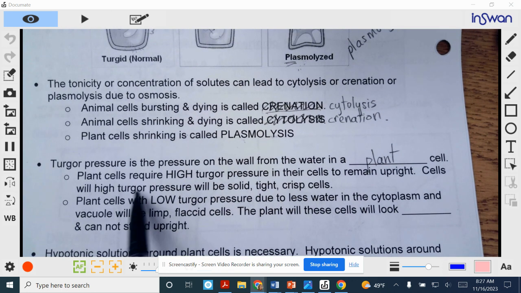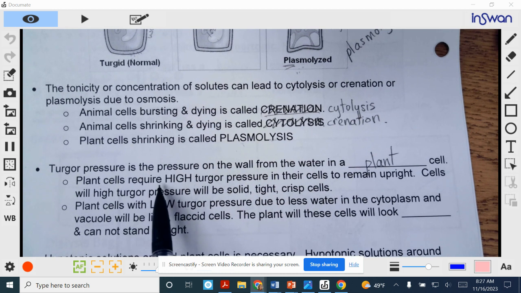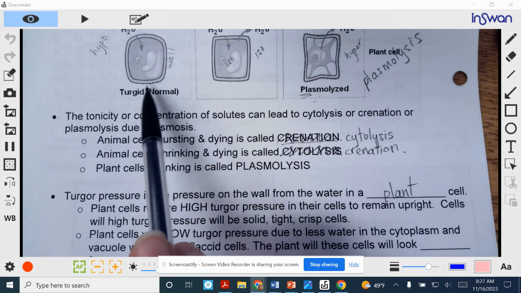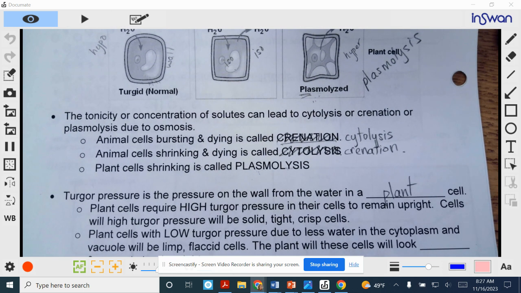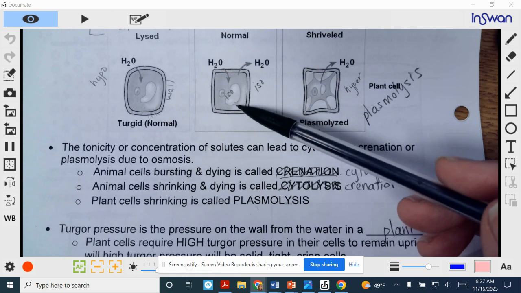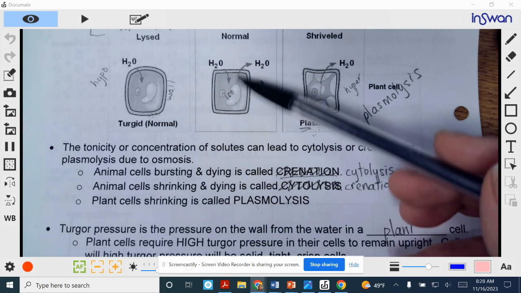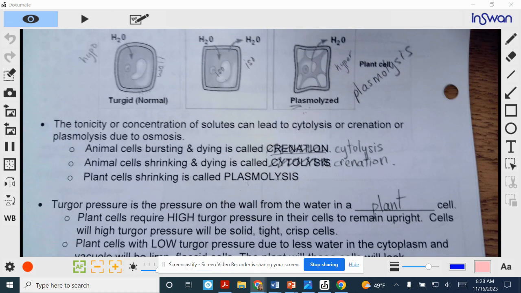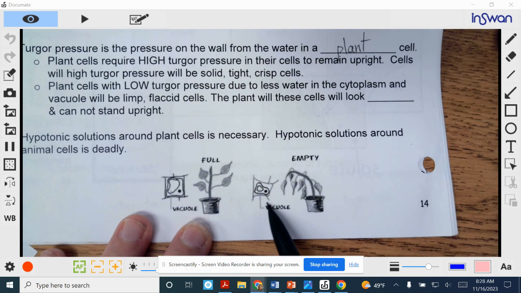If water goes in and they get high turgor pressure, then these cells are going to be really tight and the plant is going to stand up. Imagine trying to build a tower out of squishy marshmallows. That's going to be difficult to do. Well, when these plant cells lose some turgor pressure, these cells aren't real tight. They're real squishy. And so a plant isn't going to stay upright if its cells have low turgor pressure.